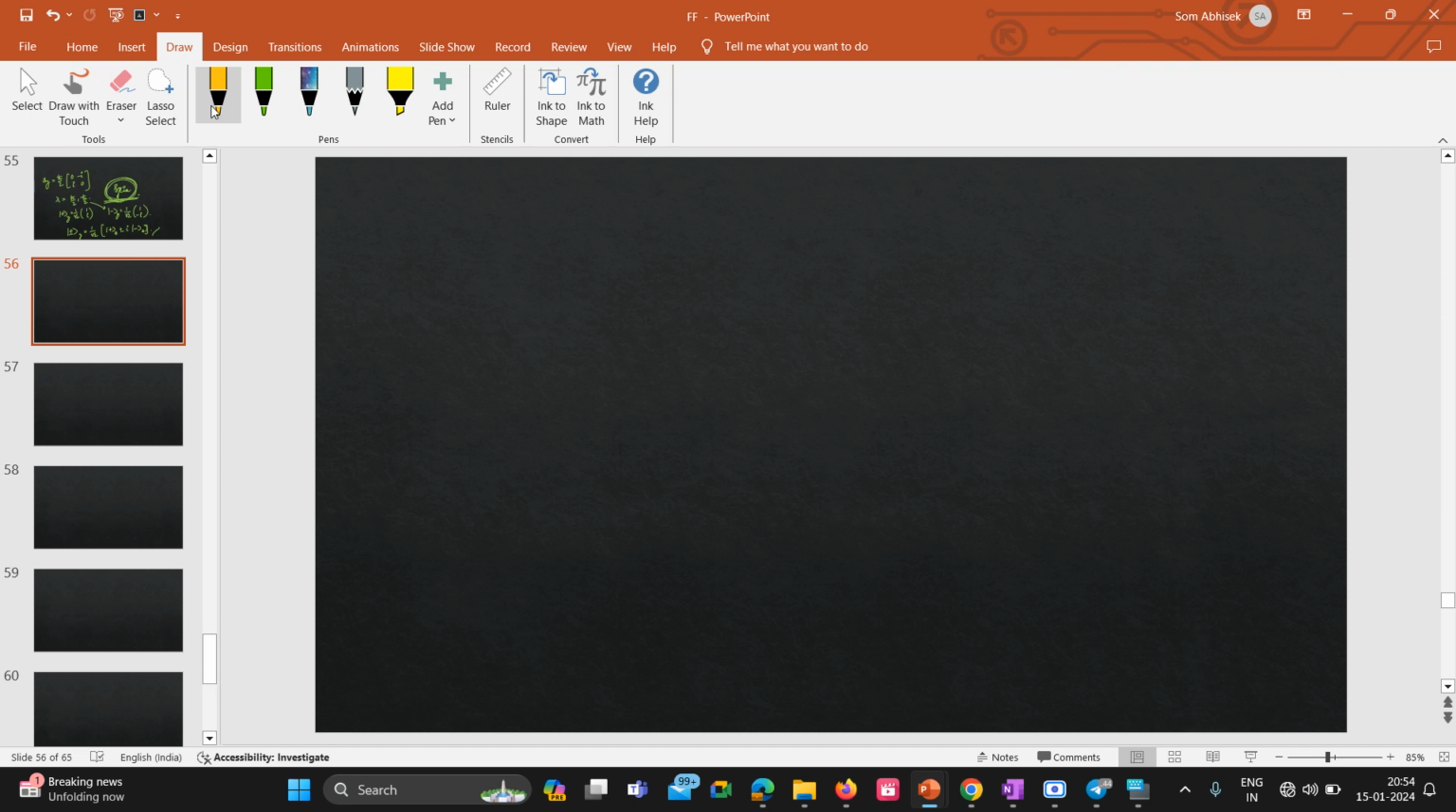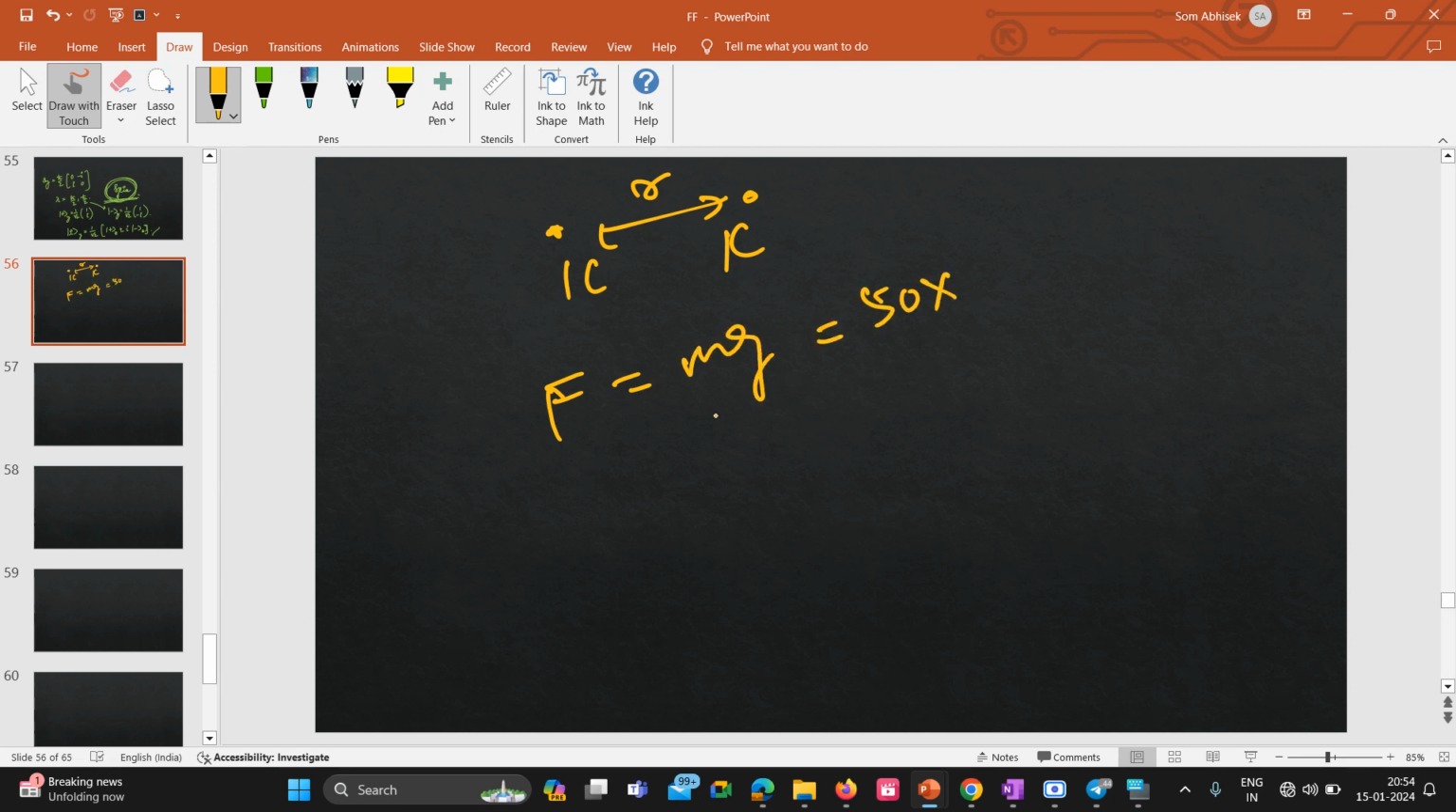See, there are two charges, 1 coulomb each. Separation between them is R. So the force between these two is equal to what? The weight of a person who is 50 kg. So 50 into weight means what? Mg. Weight doesn't mean mass. Okay, 9.8. That is equal to the force between them, that is K Q1 into Q2 by R square.